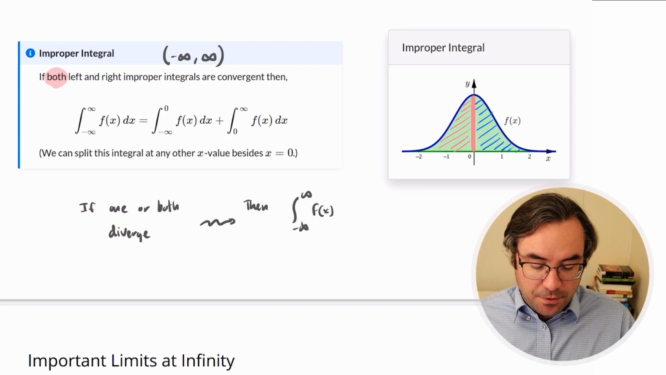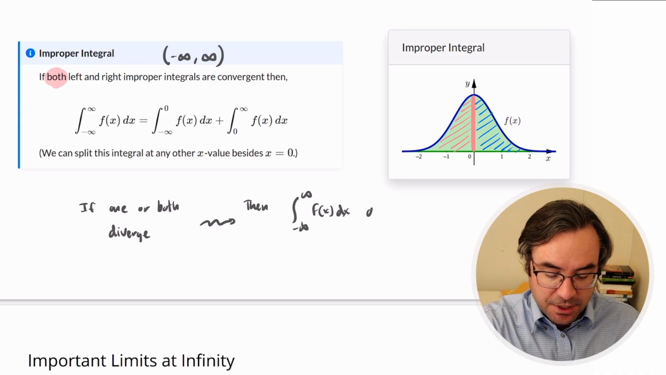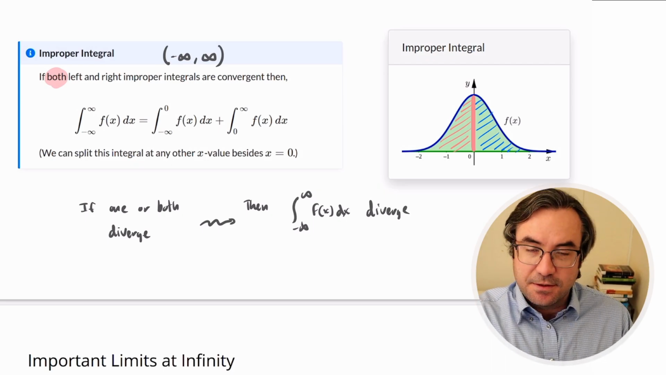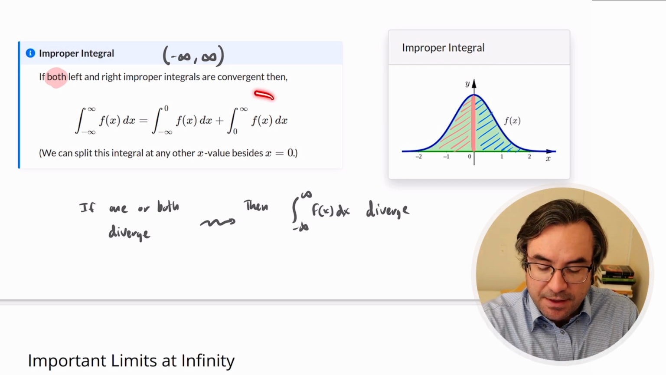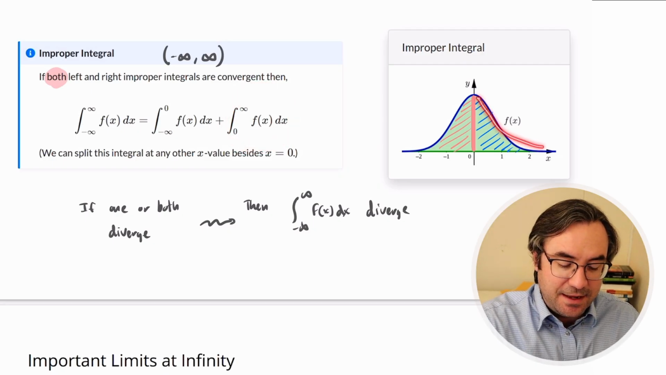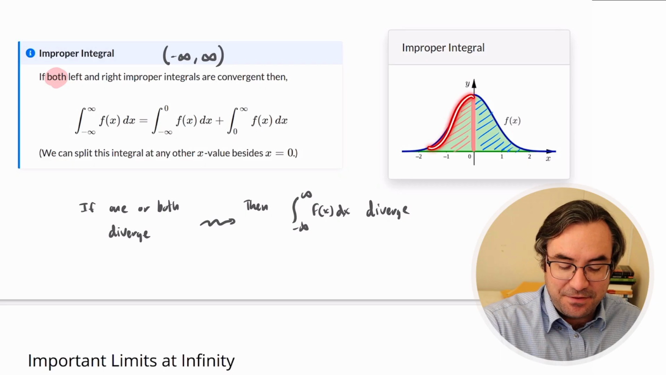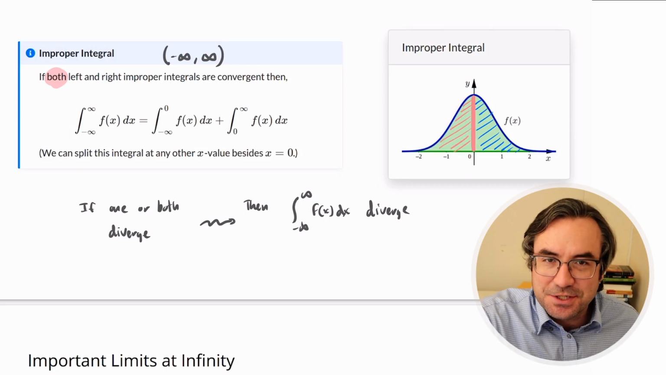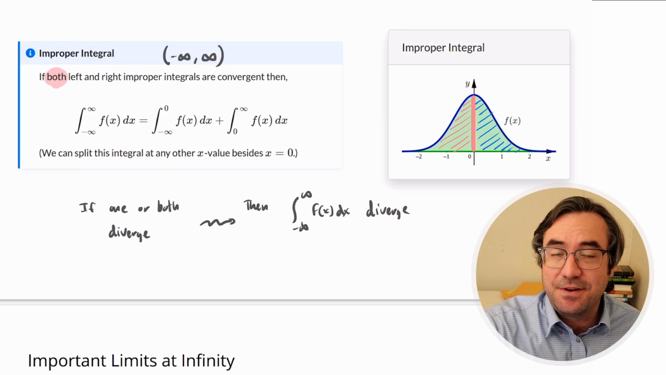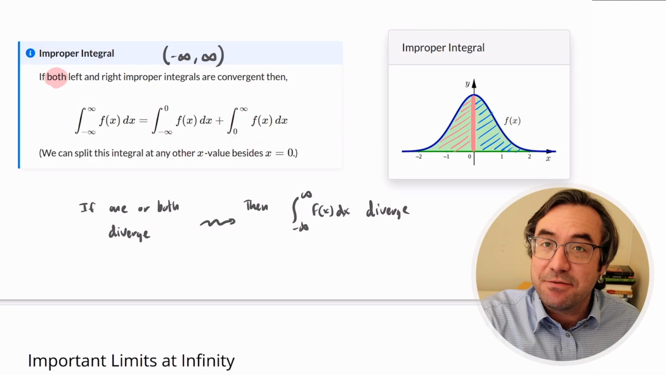So if one or both of those diverge, then our entire improper integral is going to diverge. And that makes sense. Because let's say we're integrating and we find that the right side area is infinite. Well, if this side has infinite area, then when we add on, even if the other side has a finite area, we're still adding it on to something that is infinite. So we're going to have an infinite area then. So we need both of these sides to kind of behave for us.